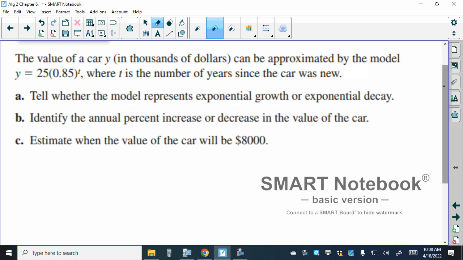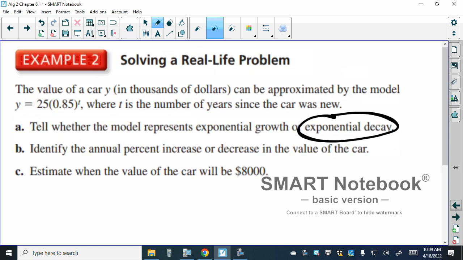A, tell whether the model represents exponential growth or exponential decay. What do y'all think? So what's growth going to do? It's going to get bigger, yes? Decay is going to get smaller. So if we had not covered any of this here, I'm talking about what? Value of a car, yes? Does the value of a car go up once it's been released? No. So knowing nothing about this lesson, what is it going to be? Okay. Also, our model, well, it's going the wrong way.